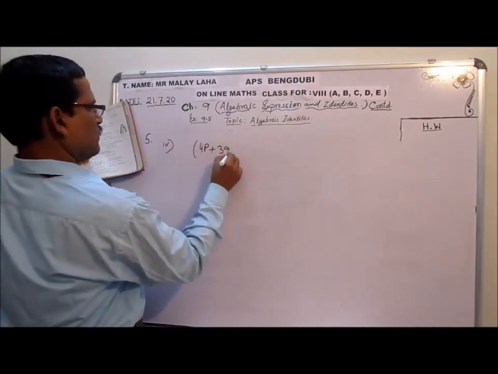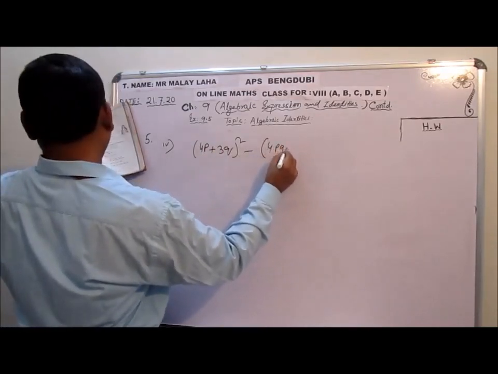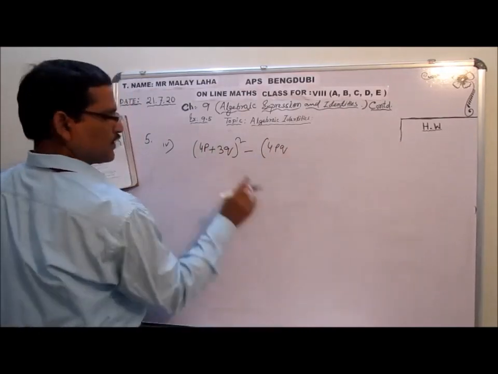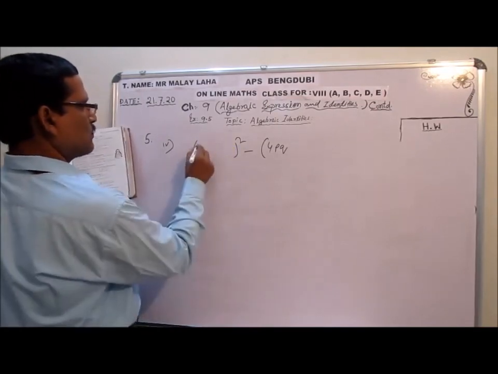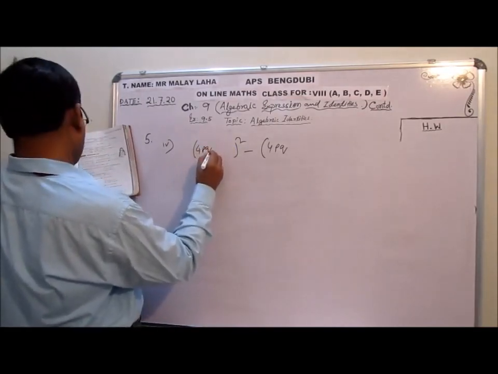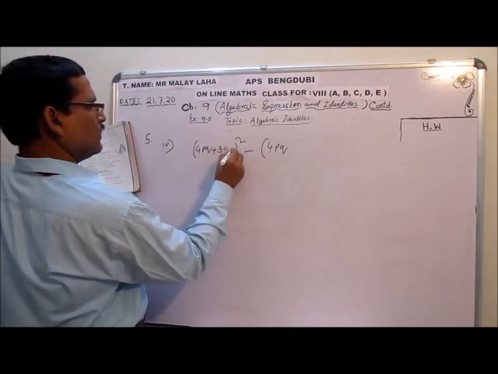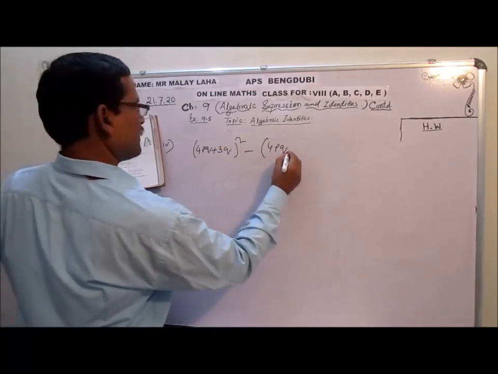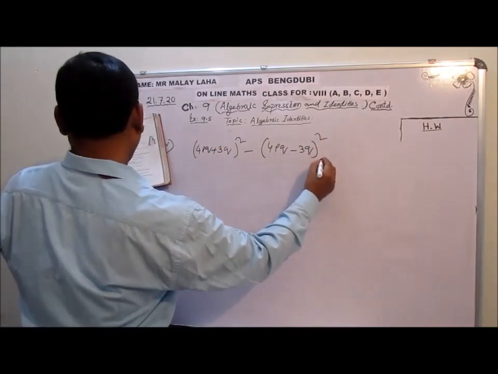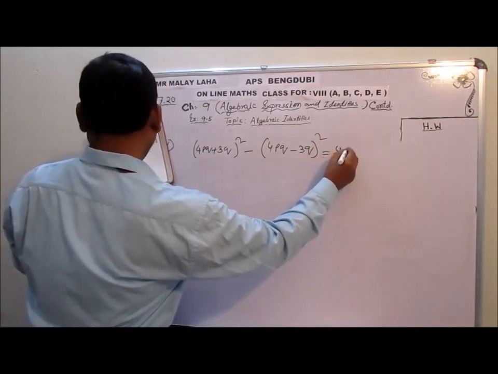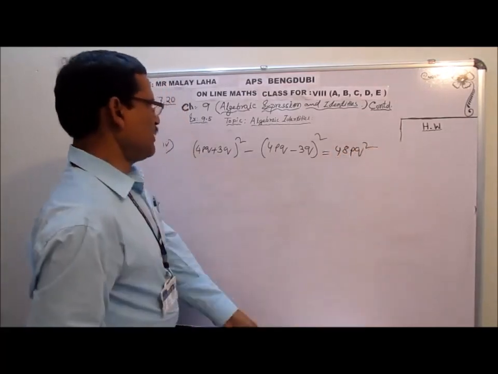(4p plus 3q) whole square minus 4pq, plus (3q) whole square, minus (4pq minus 3q) whole square equals to 48pq square. You have to prove.